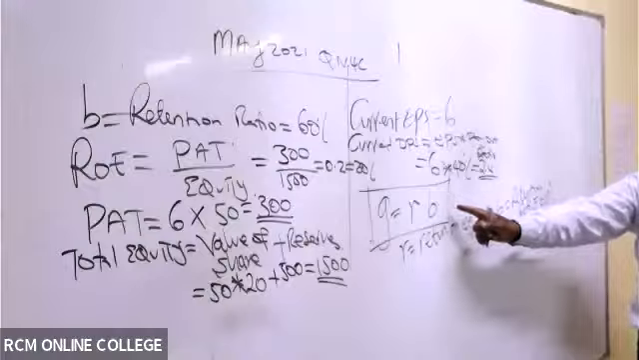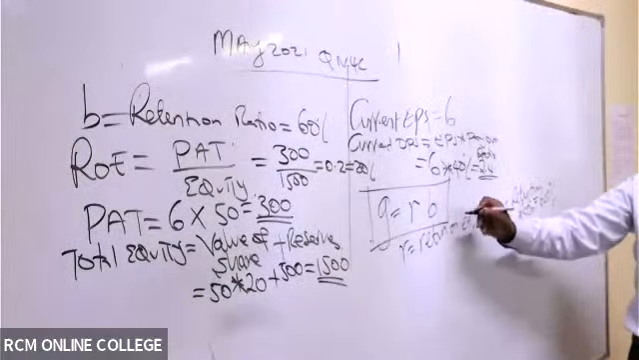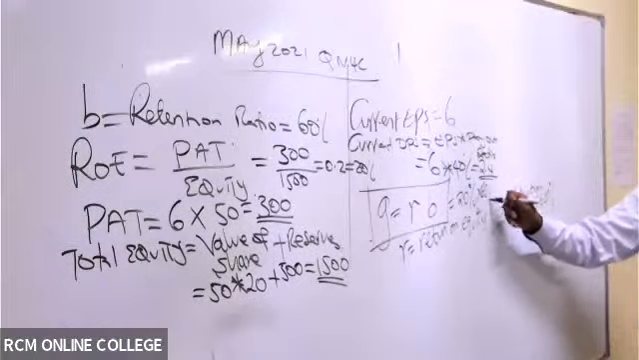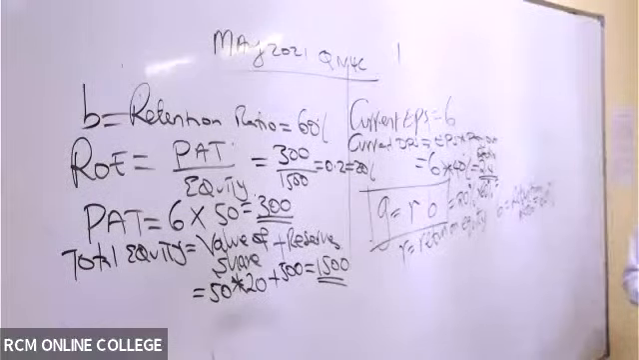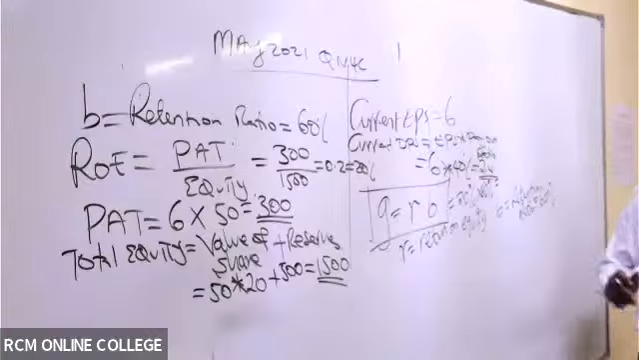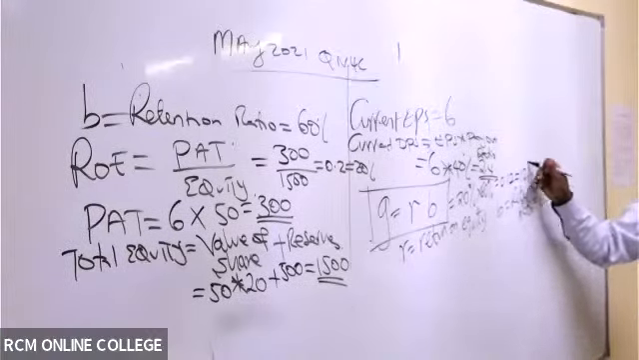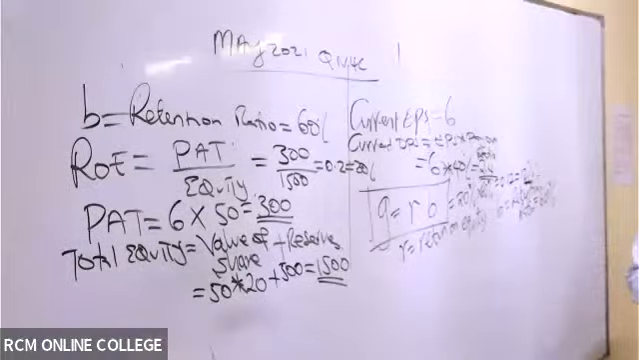The growth rate. So now we have the return on equity, which is what here? 20%. And we have this retention ratio, 60%. So 20% times 60% now will end up giving me what growth rate? 0.12, which basically is 12%.